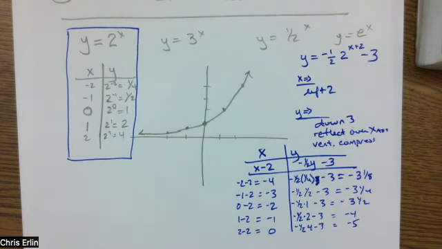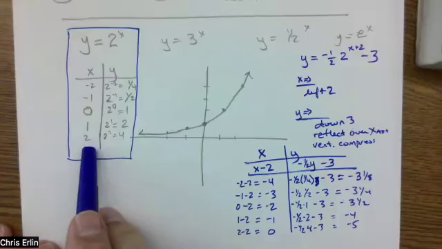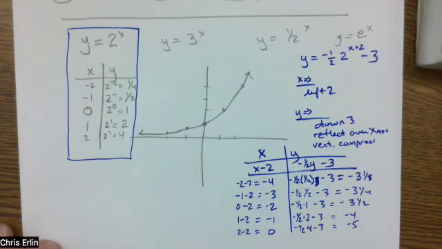There's one more important thing that I should have included in my parent function. Do we have any asymptotic behavior in this? Oh, yeah. We do. What's the asymptote?